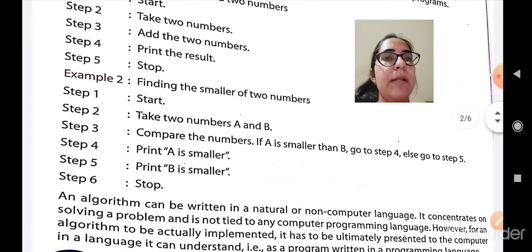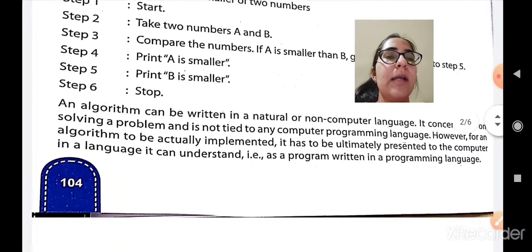Next example is finding the smaller of the two numbers. Again we will start, then we will take two numbers a and b. We will compare the numbers. If a is smaller than b, then go to step 4, else step 5. Step 4 is to print a is smaller. But if a is not smaller than b, then step 5, that is, print b is smaller, and stop.